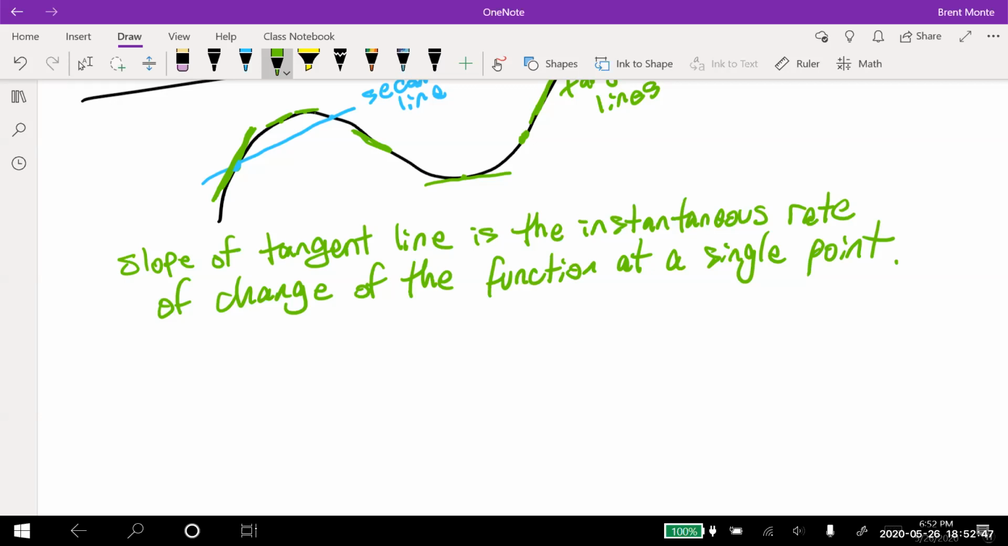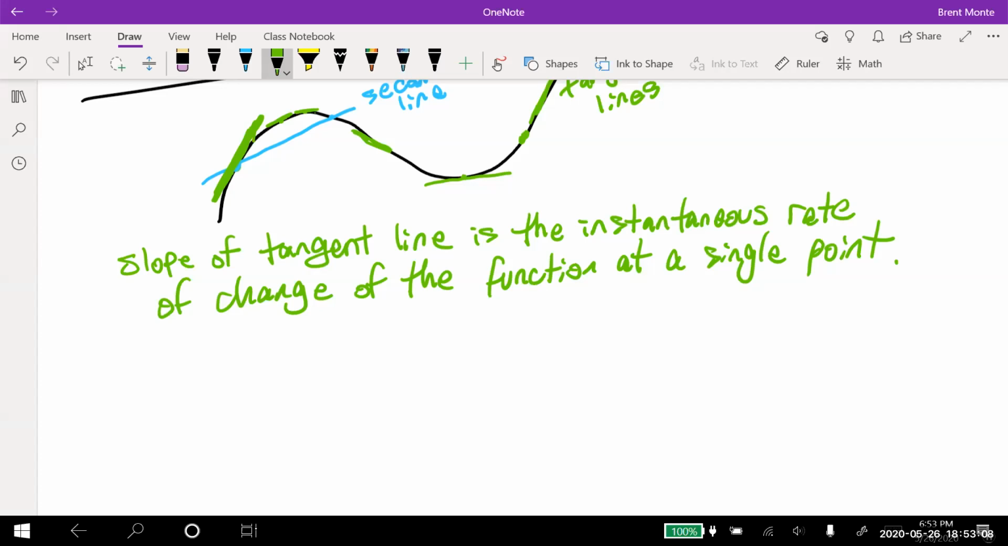So the green line that I drew over here, I'm looking for how the function's changing right there at that point of tangency. And I know I can use the slope. I have a slope formula, but I have a huge problem with the slope formula here.